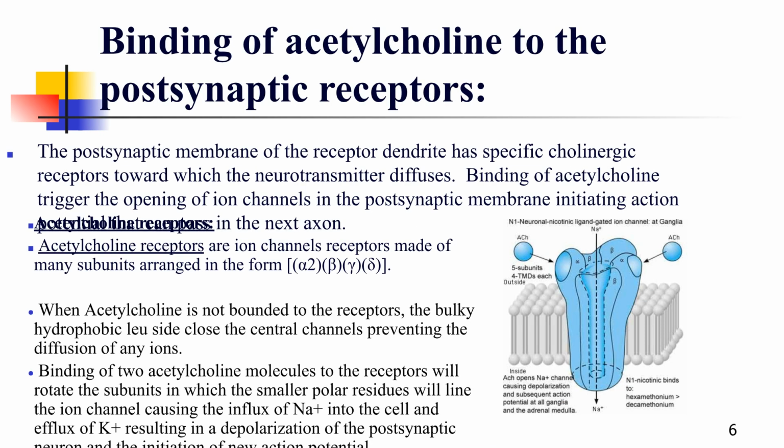Acetylcholine diffuses to specific cholinergic receptors on the postsynaptic membrane. Binding of acetylcholine opens ion channels, initiating an action potential in the next axon. Acetylcholine receptors are ion channel receptors made of multiple subunits.